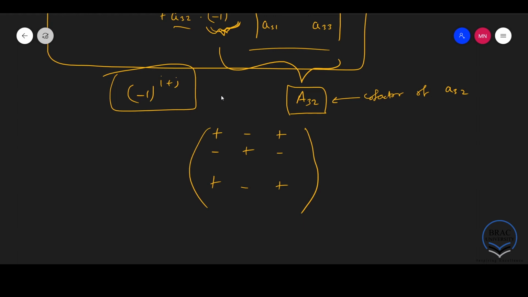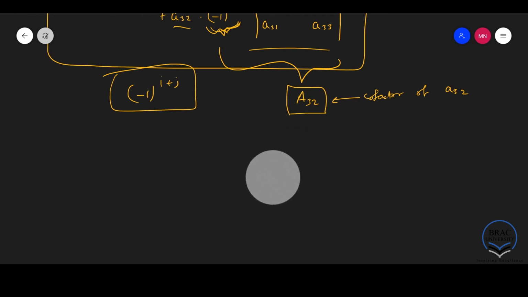Now, if I extended this to a 4 by 4 matrix, then I would carry on once more. I will have minus, plus, minus, minus, plus, minus, plus. So this is for a 4 by 4 matrix. So we can quickly remember the signs of a cofactor using this method. So now let's go back to the system that I started off with.